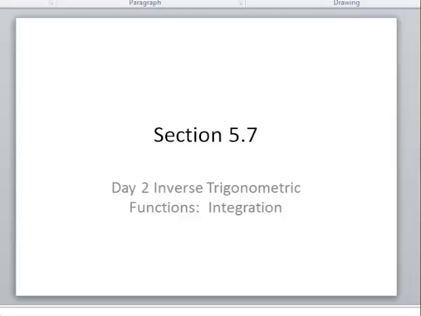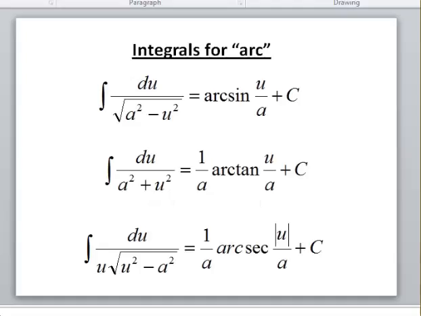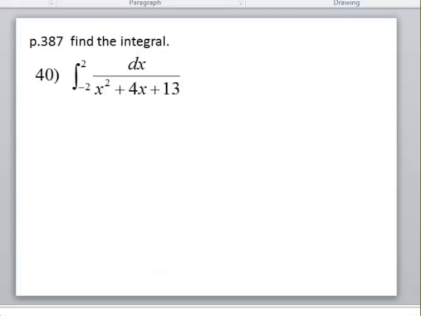Alright, on day 2, these can be some difficult integration problems, so we just want to keep that in mind. We're going to do some different things to come up with our answers. Our goal is to always have a squared minus u squared, or a squared plus u squared, or u squared minus a squared. So we're looking for those types of things. If you look here, I don't have that.